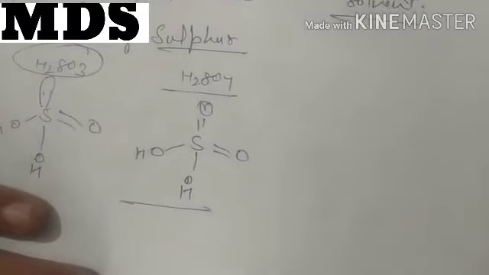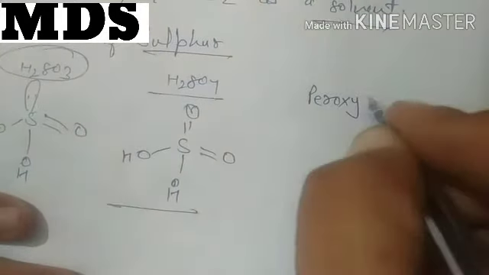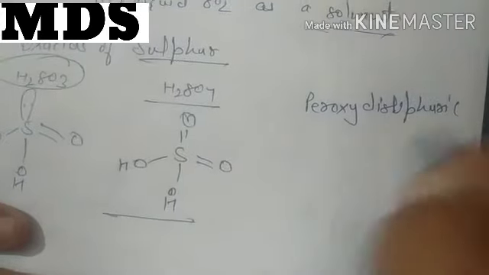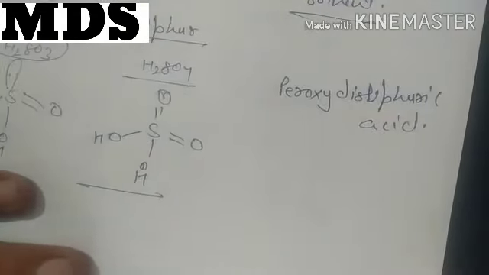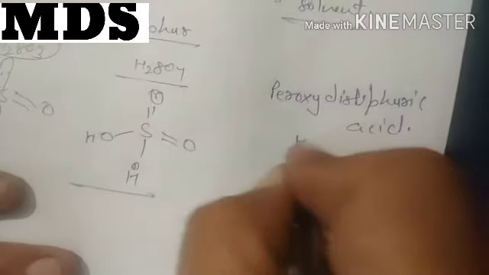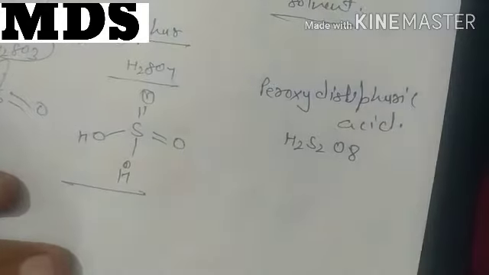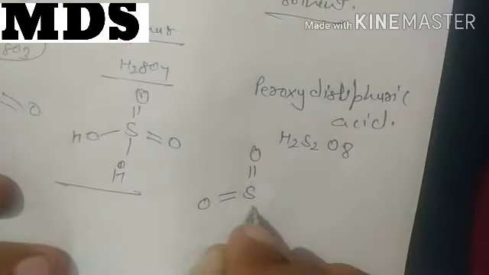Then the next one is peroxydisulfuric acid. Peroxydisulfuric acid. In this particularly the formula is H2S2O8. That means it is also acting as a dibasic acid. So sulfur is related particularly in this form.